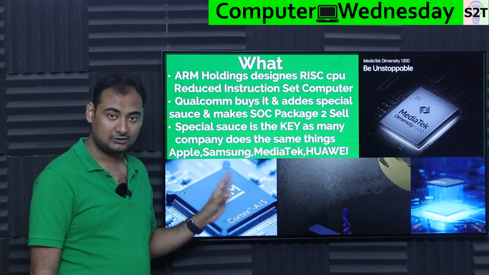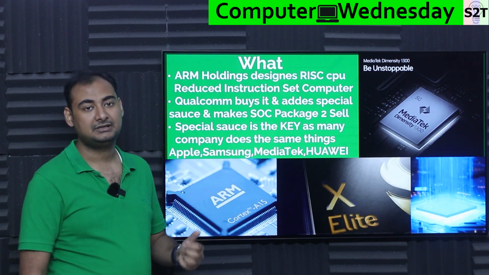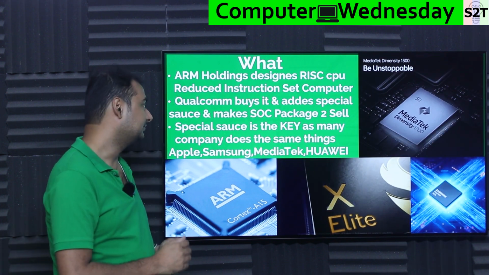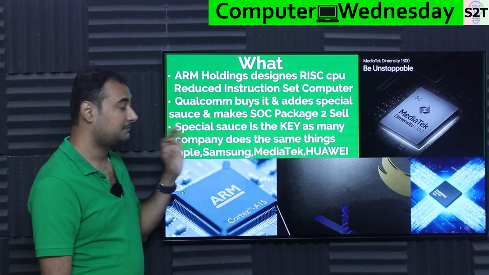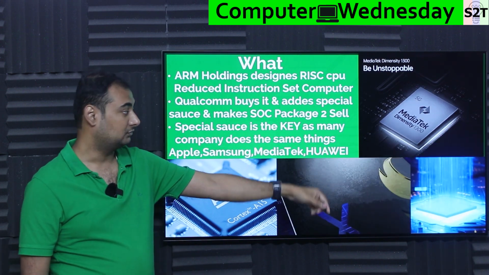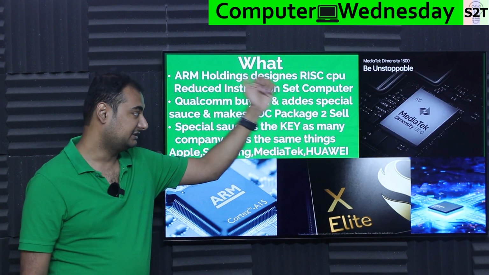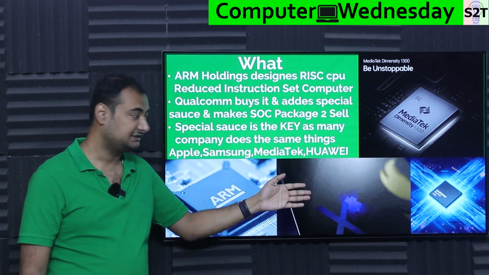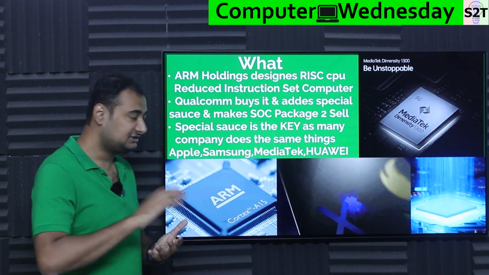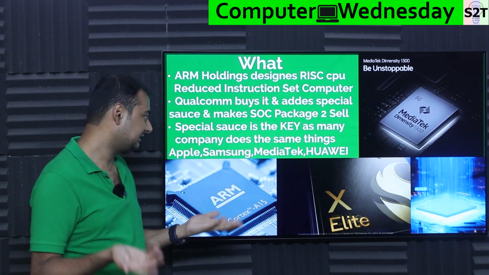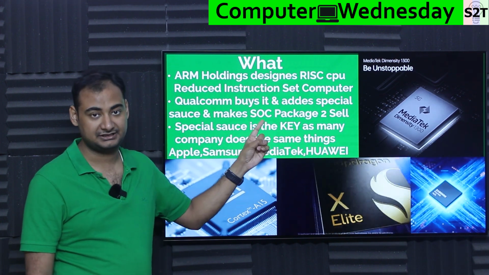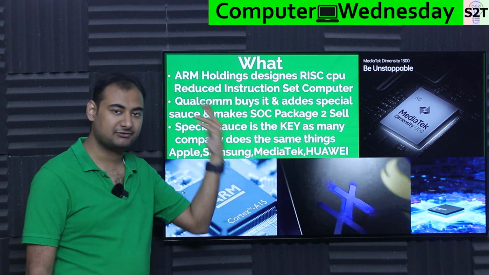So what Qualcomm does is basically take the design from ARM and then they apply special sauce. Now this special sauce is the main key. So you take the CPU, apply special sauce to it, and that's what makes your SoC. Whenever you see Samsung Exynos, MediaTek Dimensity, or Snapdragon, what are these? These are SoCs. They have the CPU, but they have special sauce. Now this special sauce is the key, because if Apple is buying the same thing, Samsung is buying the same thing, MediaTek is buying the same thing, Huawei is buying the same thing, why the heck is their performance so different?